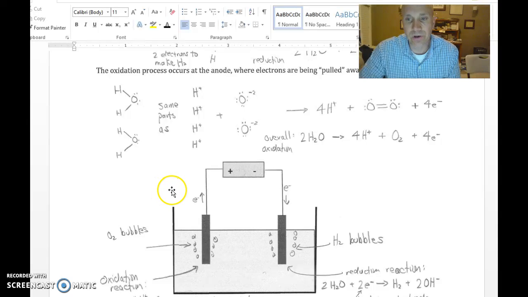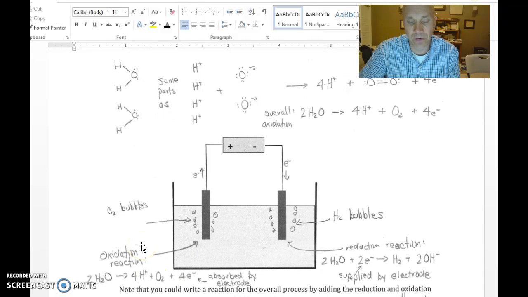So in the previous video we talked about the process of splitting water molecules apart using an electrolytic cell. In this process we end up having a cathode where you're going to generate hydrogen gas from the reduction of water molecules, and you would produce oxygen gas at the anode from the oxidation of the water molecules.